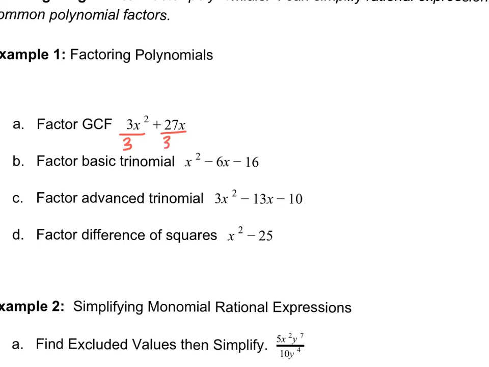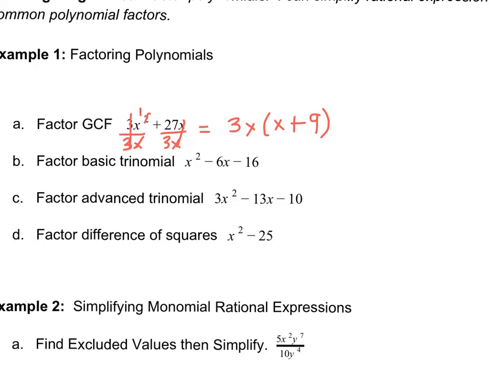Secondly, we are looking at the variables to see if they have any variable in common, and they each have an x in common. So your GCF then is 3x. And then dividing your GCF out, your 3's will cancel. One of your x's will cancel, so you're left with an x. 27 divided by 3 is 9. And your x's will cancel out as well, so you're left with 3x times x plus 9.